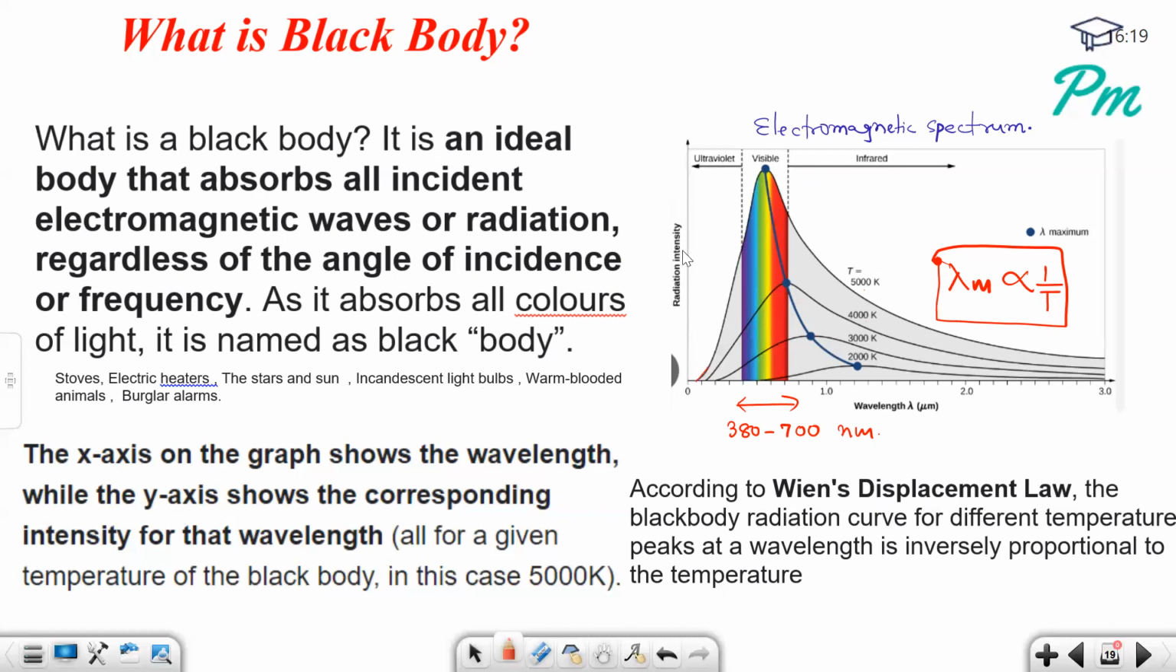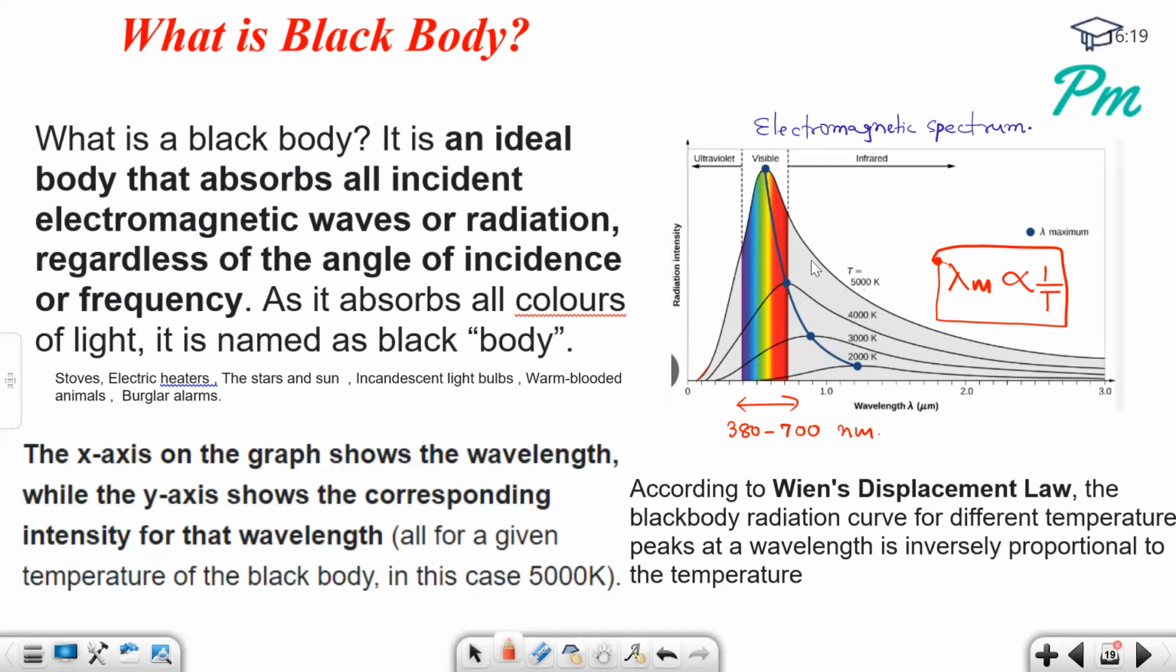So this is the radiation intensity of a black body, and this is the corresponding wavelength. Now there are three, four curves. Here you can see the curves are drawn at different temperatures. The first curve is taken at 5000 Kelvin, second at 4000 Kelvin, then third 3000 Kelvin and 2000 Kelvin.